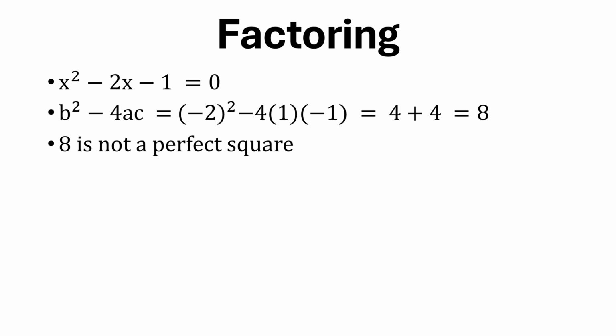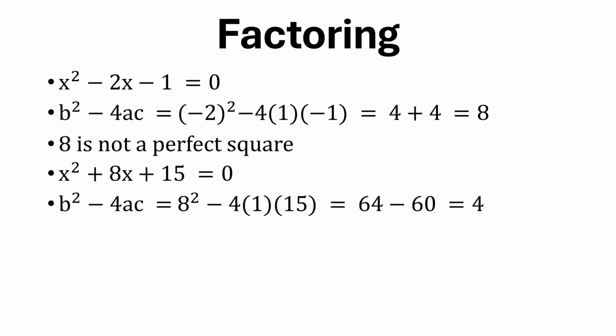Let's use another example. X squared plus 8x plus 15 is equal to 0. B squared minus 4ac equals 8 squared, minus 4 times 1, times 15, which equals 64 minus 60, which equals 4. 4 is a perfect square, so this quadratic equation can be solved by simple factoring.